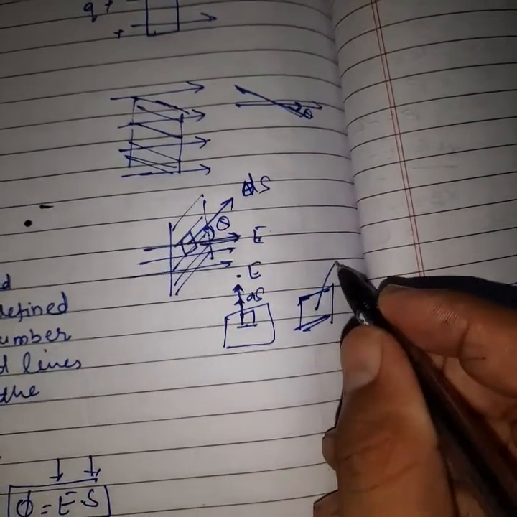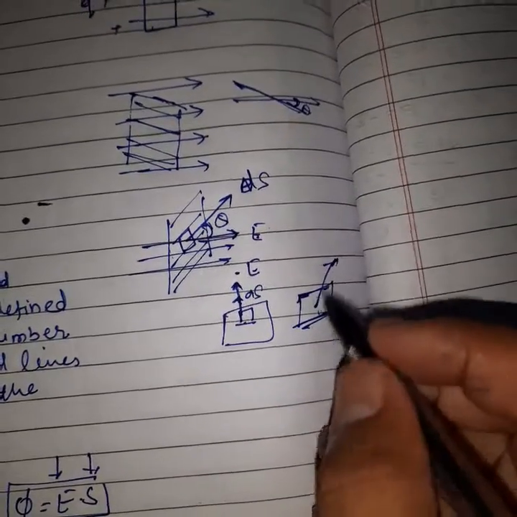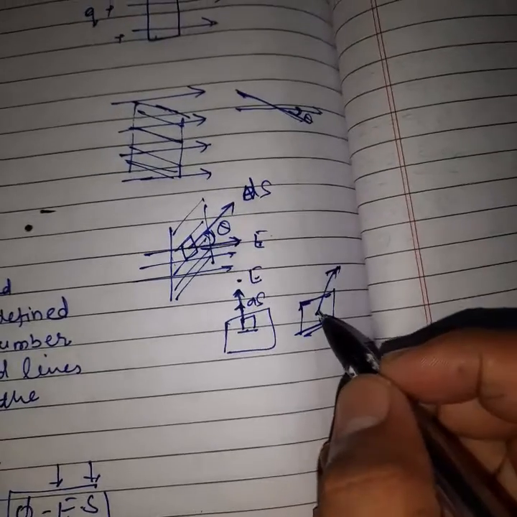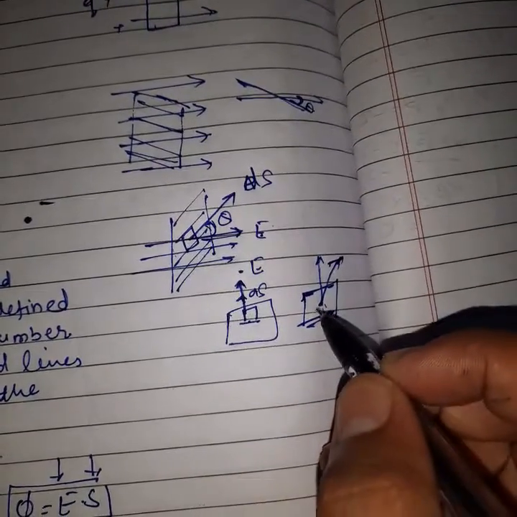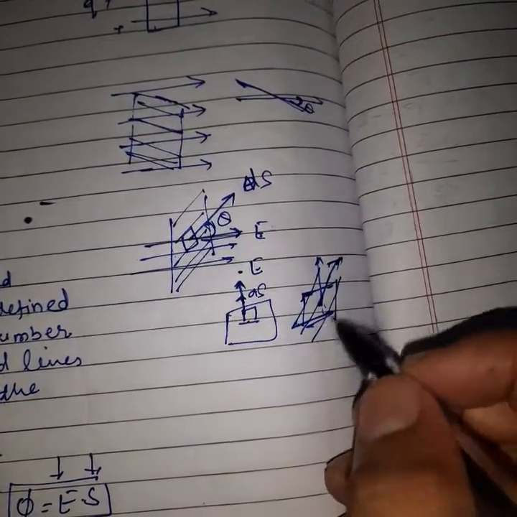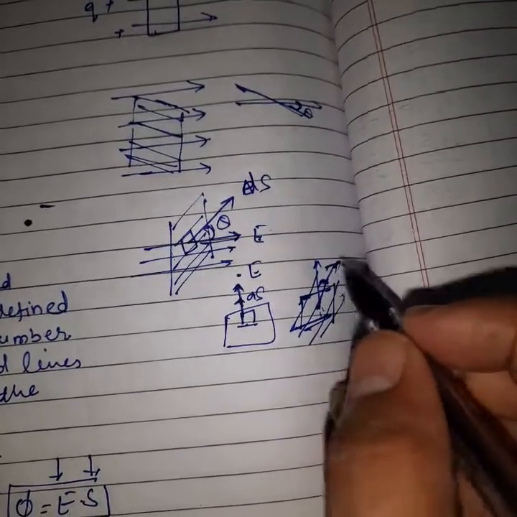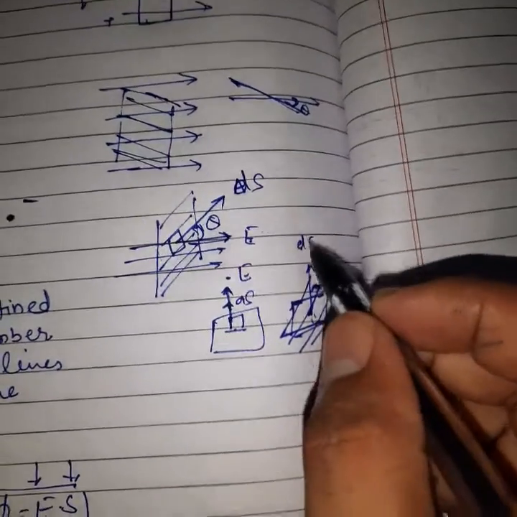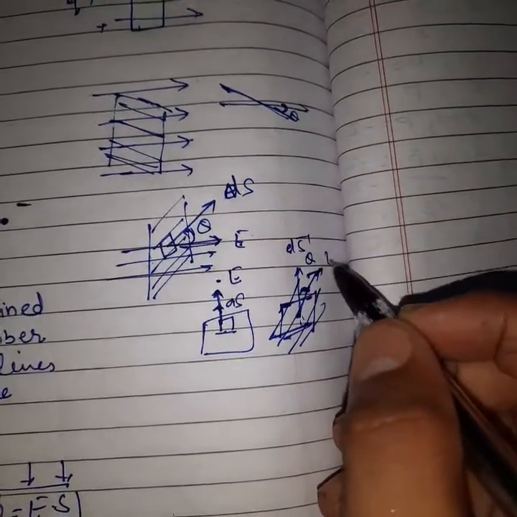We can say the electric field line is the same as before, not rectangular, not perpendicular to the surface, a little bit tilted, and this is our area vector, normal to the surface. Clear? The electric field lines are coming the same way. So both are making how much angle here? Theta angle. So this angle is the angle between dS and the electric field.